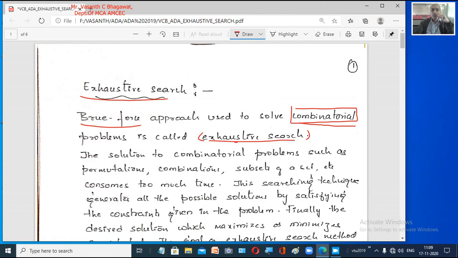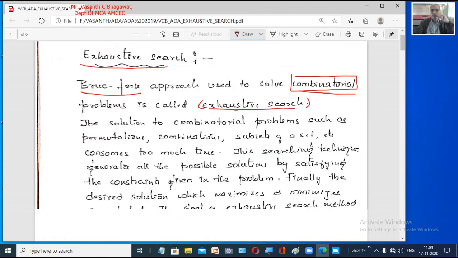Now the problems can be permutation problems, or combination problems, or, for example, we may have a subset of sets, etc. These types of problems take a lot of time, they consume a lot of time, because the problem itself is recursive in nature and it takes a lot of time.